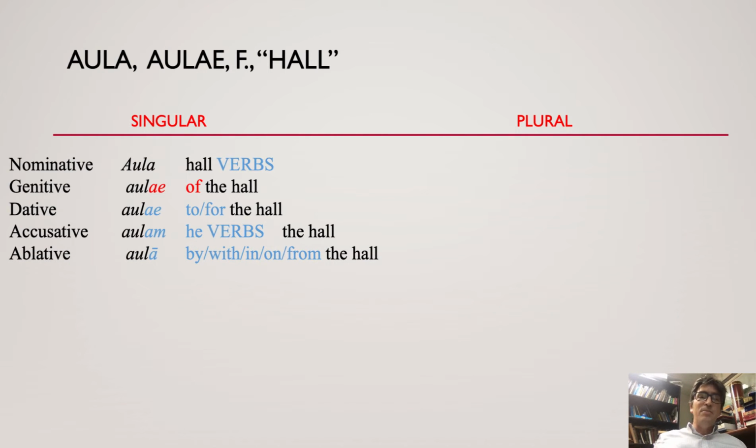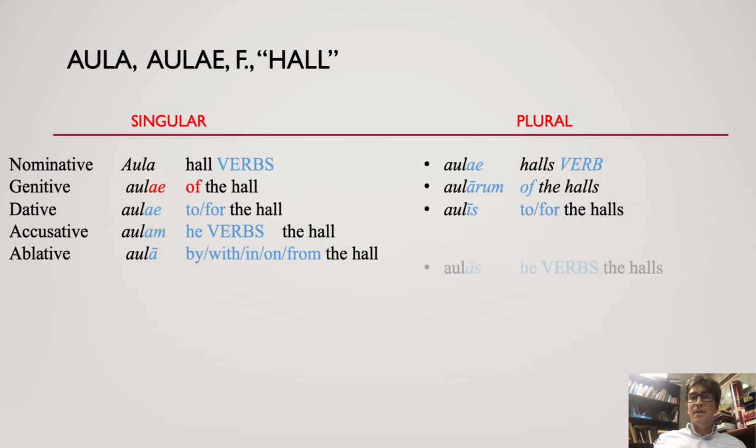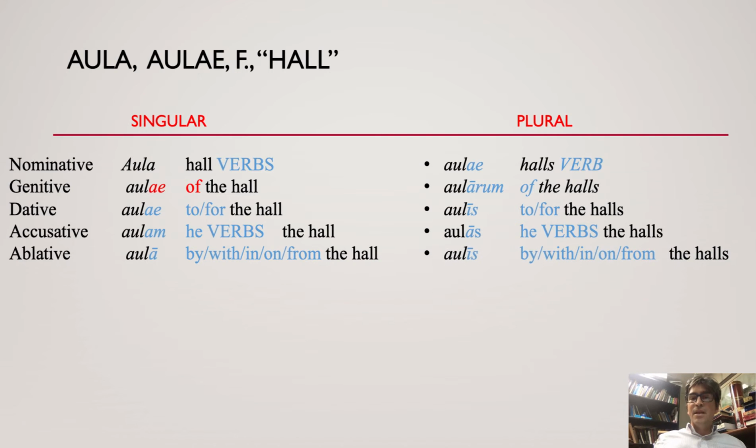Then remember our ablative, by, with, in, on, from, sometimes than. It's sort of our catch-all case. And then remember too, each of these endings has a plural equivalent. So however you choose to memorize these, I'd like you to practice them a little bit now.